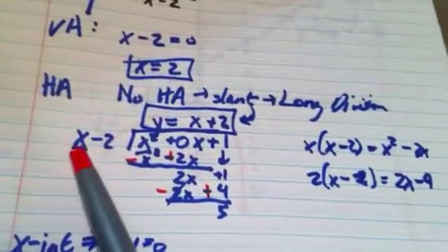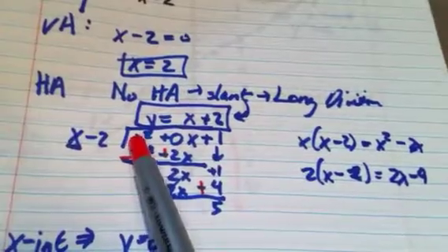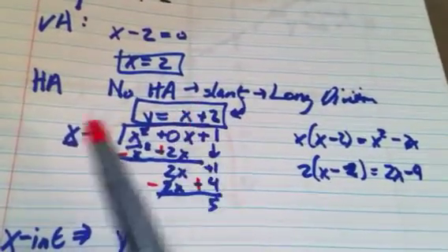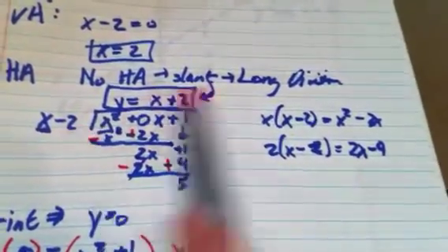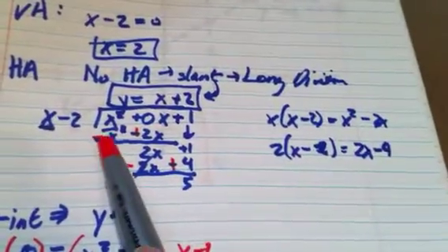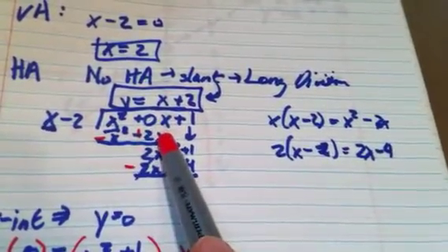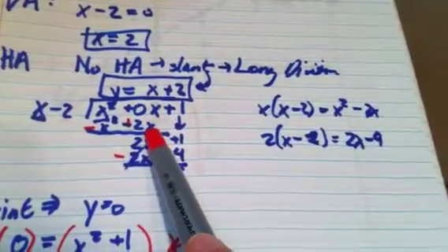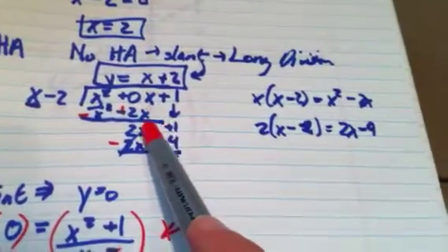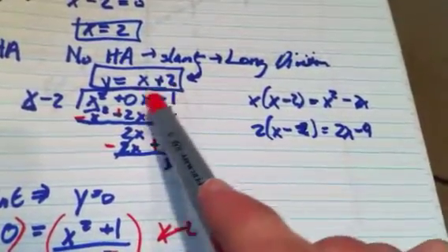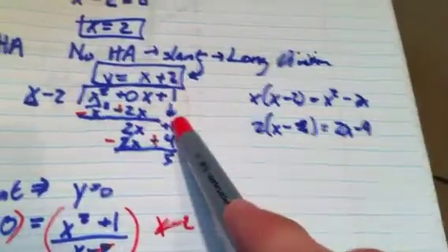I asked myself what I multiply x by to get x squared. I said x, multiplied x by x minus 2, did that over there, and I got x squared minus 2x. Changed the signs and added. 0x plus 2x is 2x. That's good. Dropped the 1, did it again.